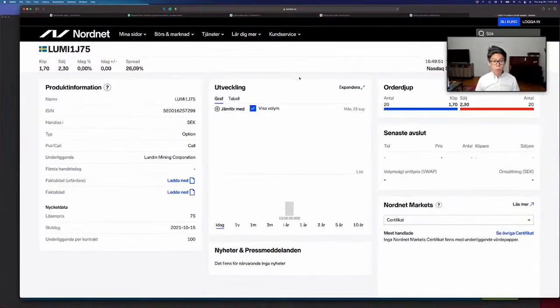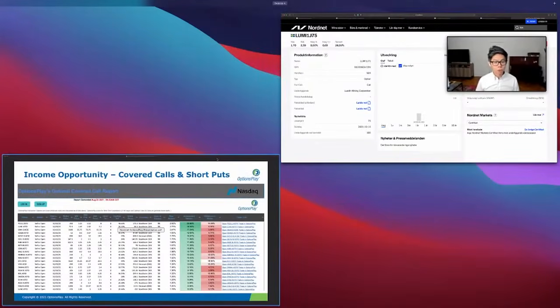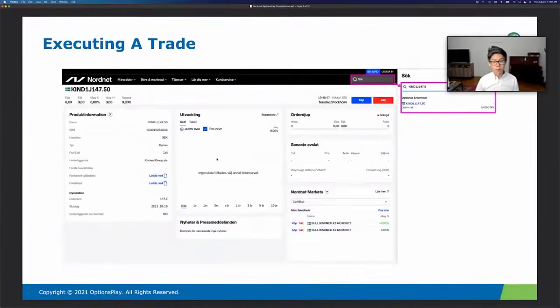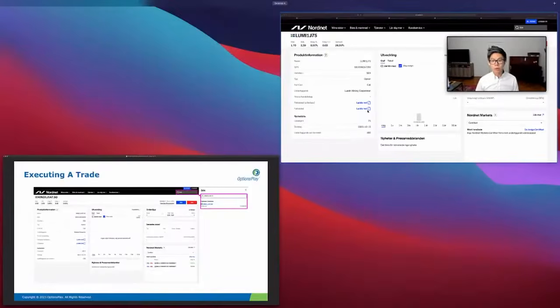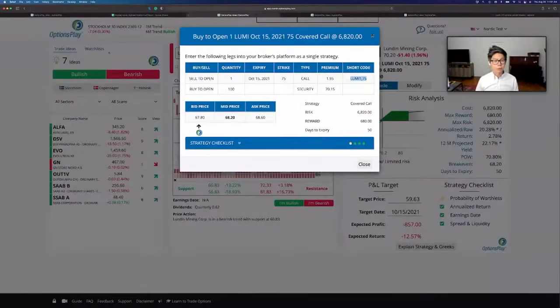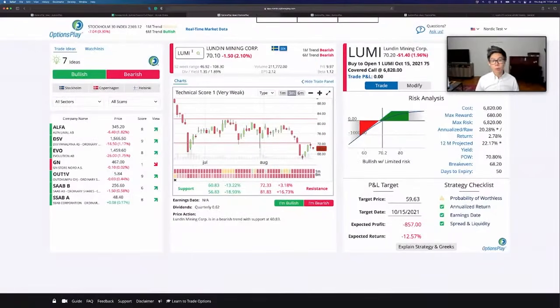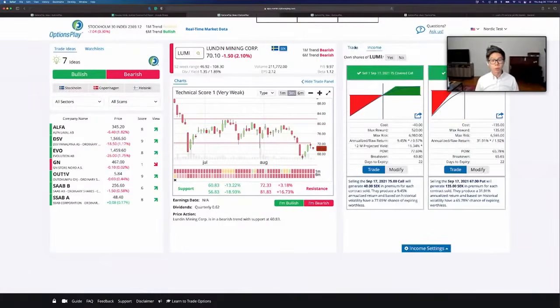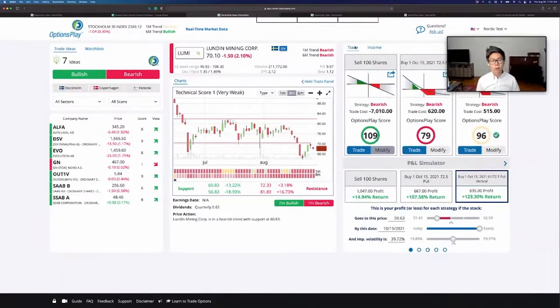So with that, I'll just quickly go through the OptionsPlay platform, just for those of you that are interested in other strategies as well. We built this platform to help investors, regardless of how experienced or new you are with options trading, to quickly find opportunities and analyze different option strategies for your portfolio. The tool itself is divided into 3 sections.